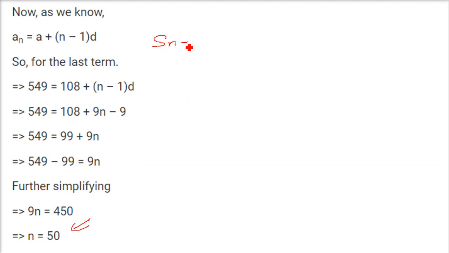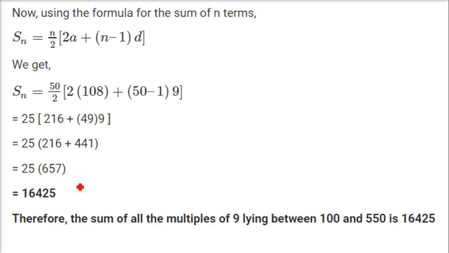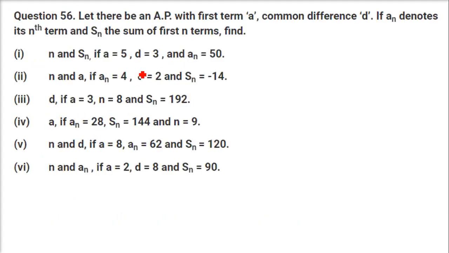Sn will be what? Sn will be n by 2, that is 50 by 2, into 2a. What is the first term? 2a is 108, plus n minus 1, 50 minus 1 is 49, into d. What is d? 9, because it is divisible by 9. So this you have to solve, and when you solve, the answer will be 16425.